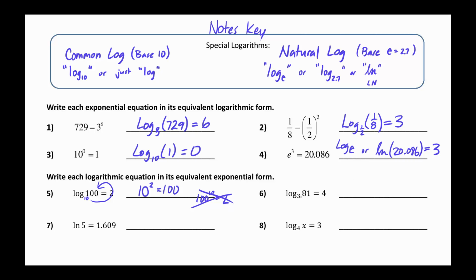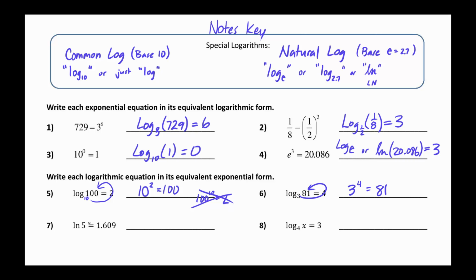Let's look at question number 6. Log base 3 of 81 equals 4. Well, the base was 3, 4 is on the outside, equals 81. 3 to the 4th power equals 81. That makes sense because 3 times 3 is 9, 3 times 3 is 9, and if I take 9 times 9, that's 81. That's one of those special perfect numbers.